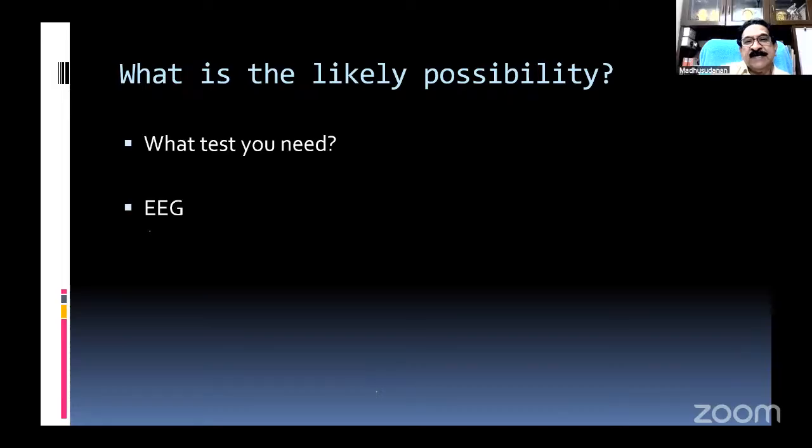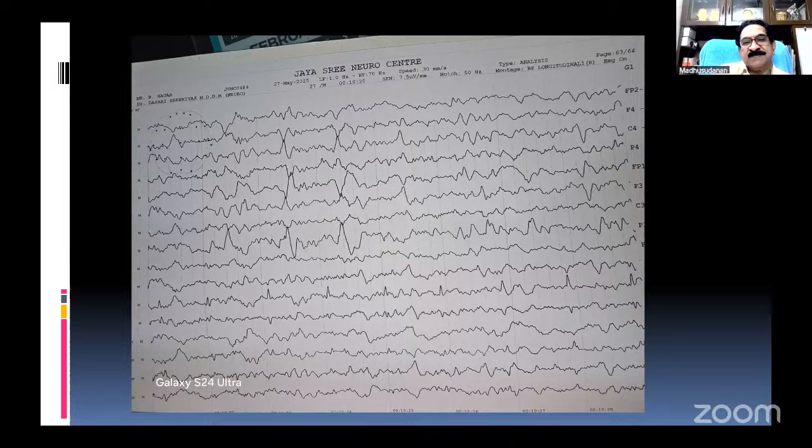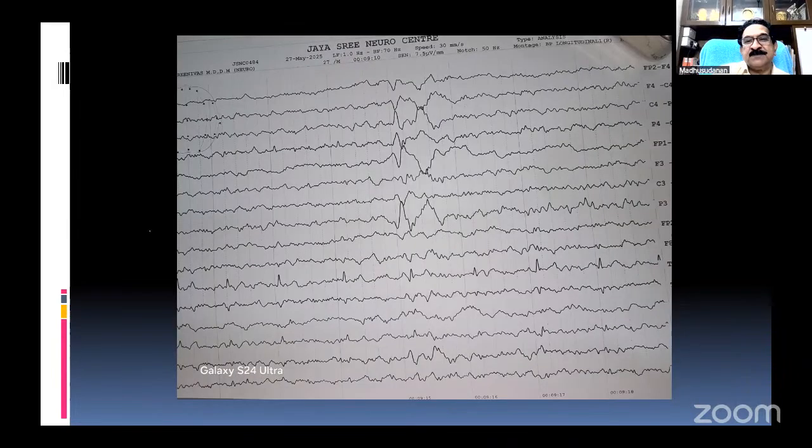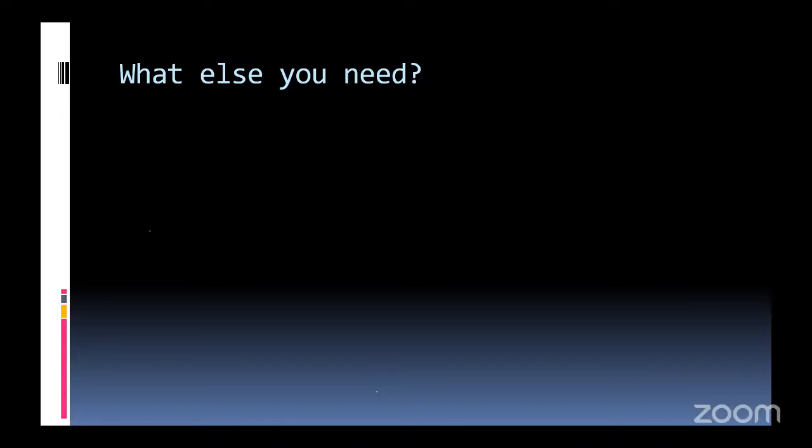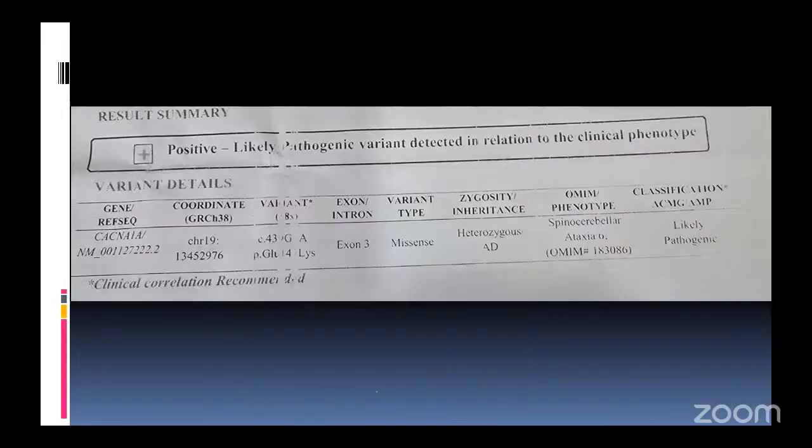So EEG was done, but there are a lot of artifacts there. They're not typical spike and wave. It's not there. So MRI normal. What else do you need? Genetic testing, sir. Okay, genome sequence.